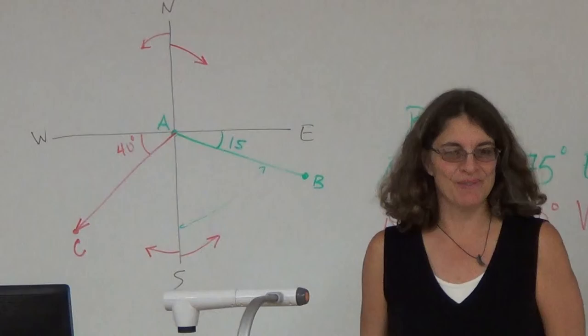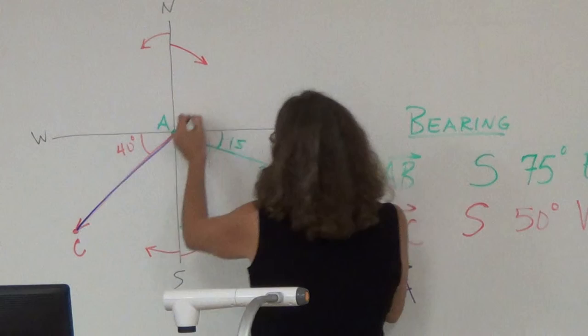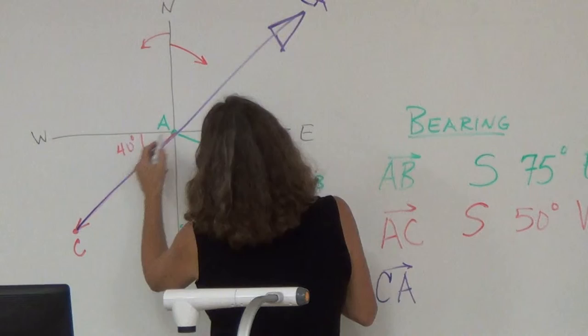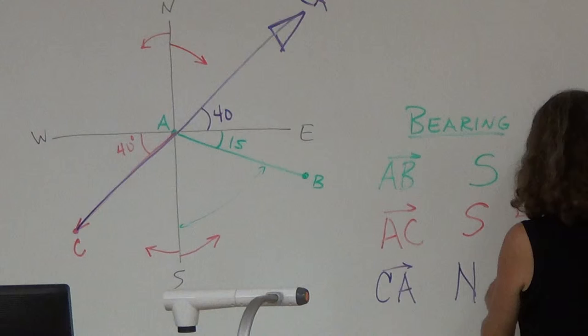Okay, so let's do CA. So here's my CA. Now I'm going up this way. Right? CA. And if this is 40, this is 40. So for CA, north or south? North. East or west? East. And what's the angle? 50.